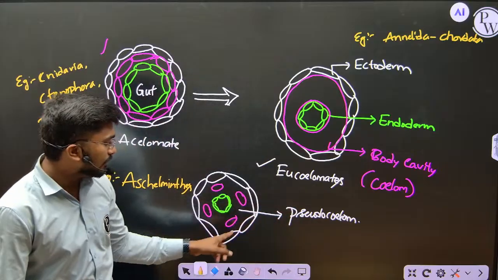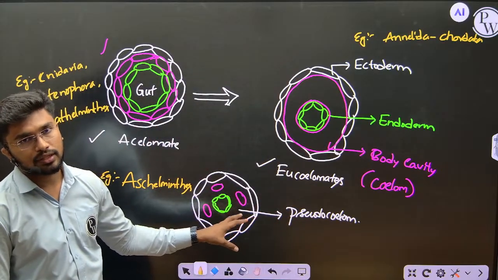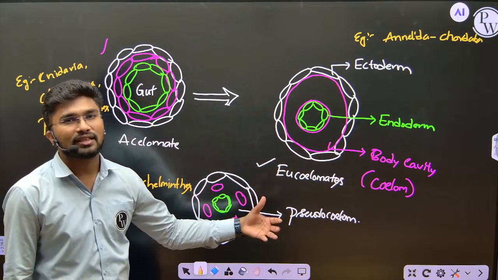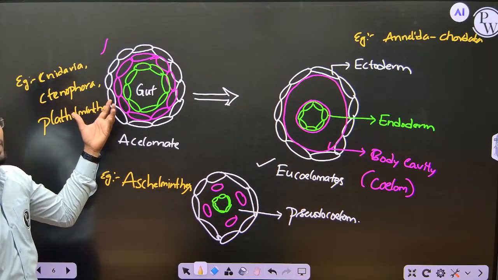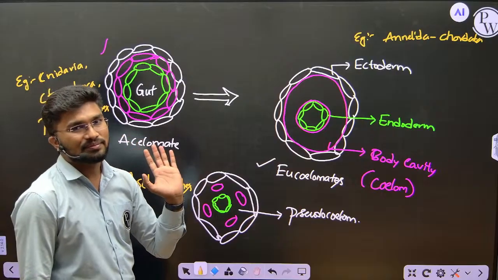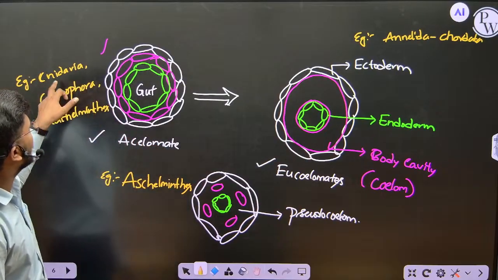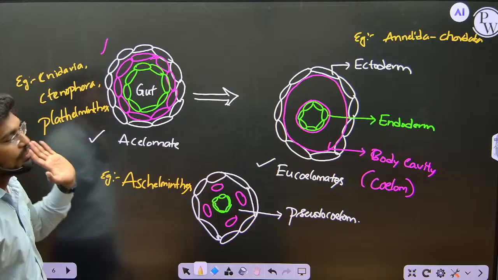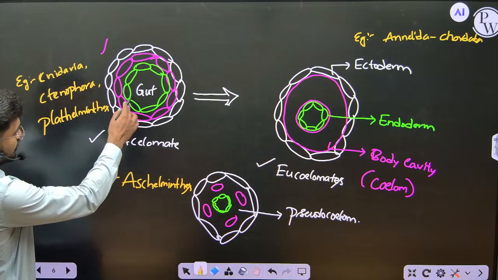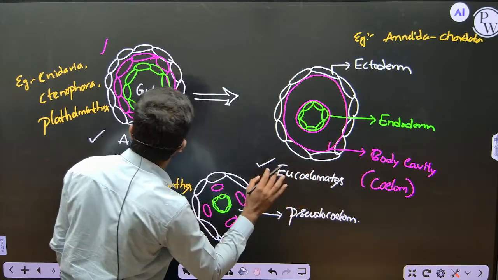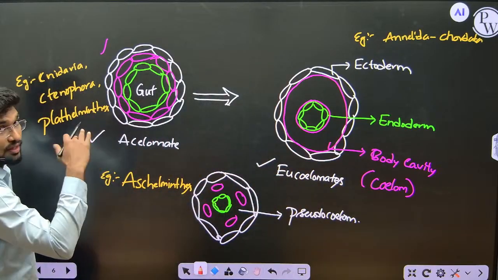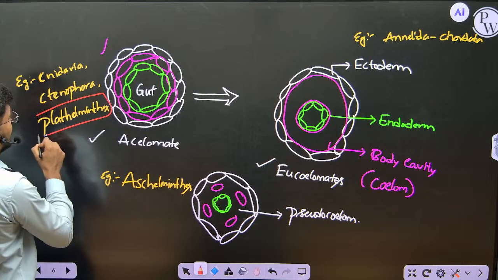In some animals, false coelom is there. Those are called pseudocoelomates. Which animals have false coelom? That is Aschelminths. Some animals don't even have coelom. What is the example? Cnidaria, Ctenophora and Platyhelminths. The diagram which you are seeing here, that is Cnidaria. In NCERT one diagram is given. Three germ layers, not Cnidaria, that is Platyhelminths.